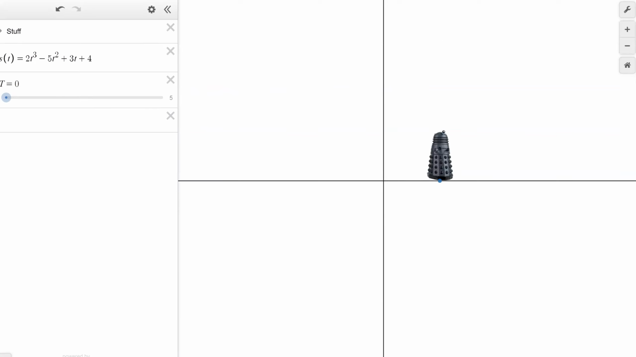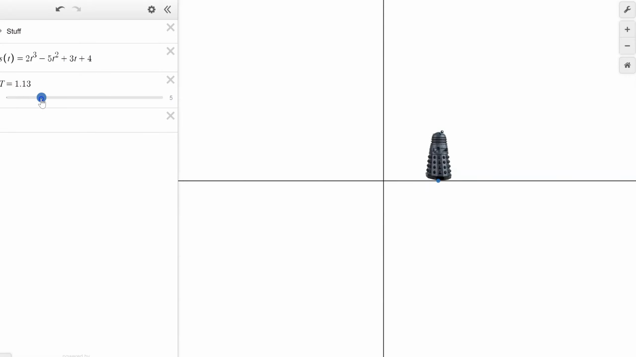So if I hit play here, you can see just that function that we were given is giving its position as time moves. So since we're given a position here, if I move it, you can see it moves forward and then back and then off. And by changing that position, you're adding velocity. And by changing the velocity, you're adding acceleration.